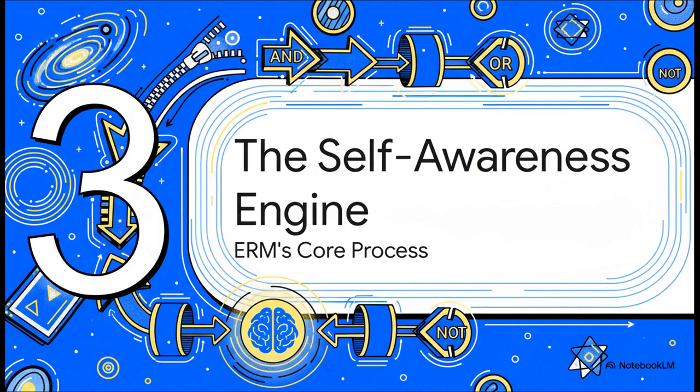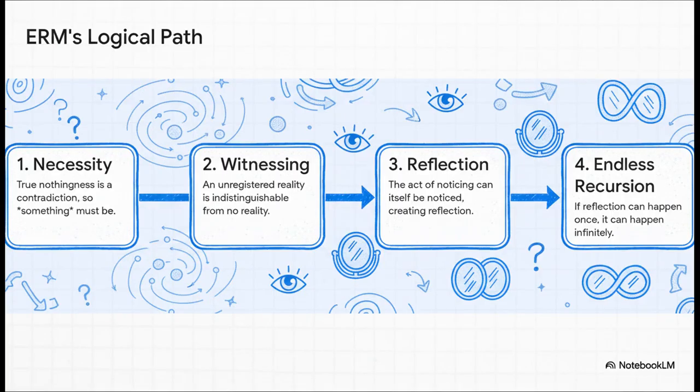I know what you're thinking. A universe from logic? How does that even work? It sounds impossible. But ERM proposes a kind of engine, a process, that's built on the very idea of self-awareness. Let's just walk through this. It's a 4-step process. First up, necessity. See, true, absolute nothingness is a logical contradiction. The moment you even think about nothing, you've made it a something. So something must exist. Step 2, witnessing. For that something to be real, it has to be noticed. An unwitnessed reality is basically the same as no reality at all.